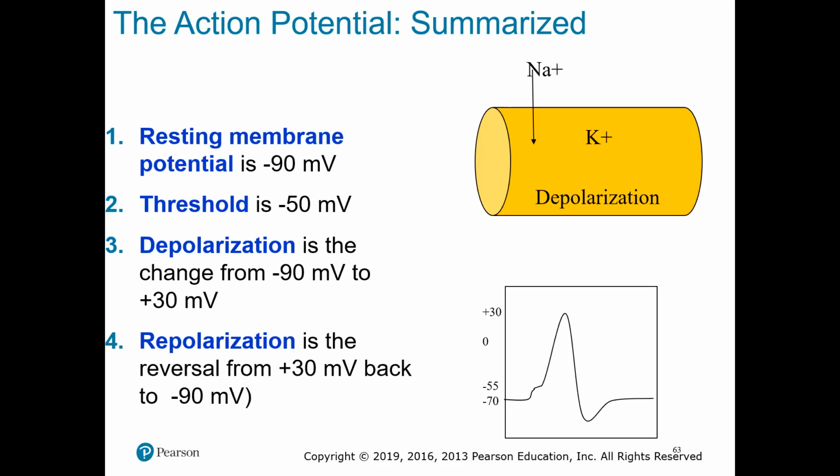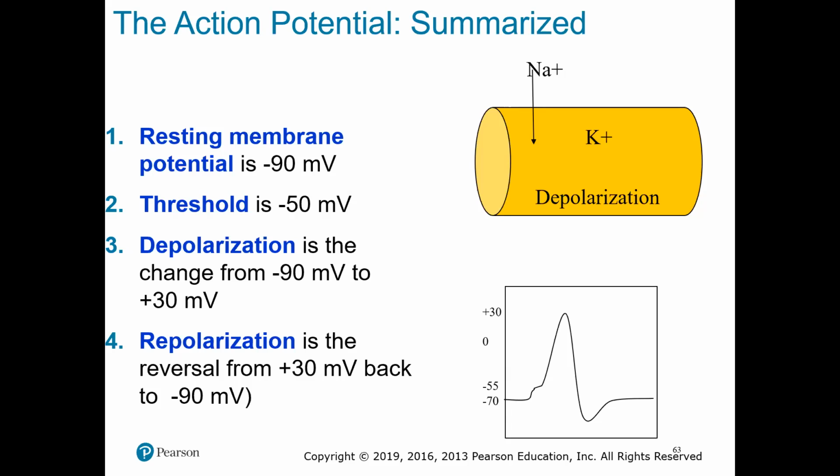When we get to +30, the sodium gates shut and the potassium gates open. Potassium gates open at +30 and they stay open all the way back down to -90 millivolts. What we're doing now is repolarizing. We depolarize and then we repolarize. And so this wave of depolarization spreads across the muscle cell on both sides away from the motor end plate.